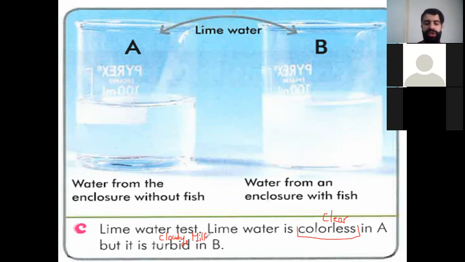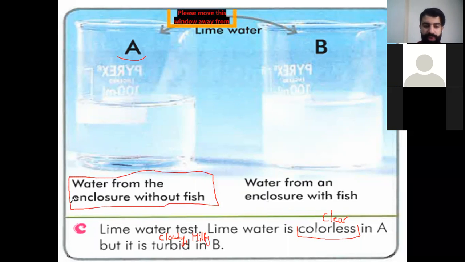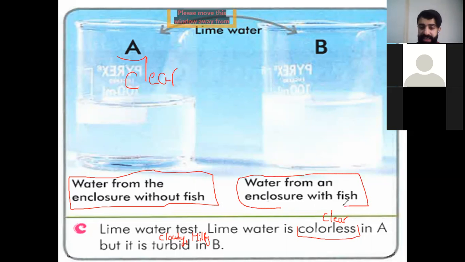Now pay attention to this figure. In beaker A, we get the water from the enclosure without the fish, meaning from the control experiment. We bring the lime water without the fish, so here the lime water is clear. While when we bring the lime water from the enclosure with the fish, where the fish exists, it becomes turbid, or you can say milky, or cloudy.